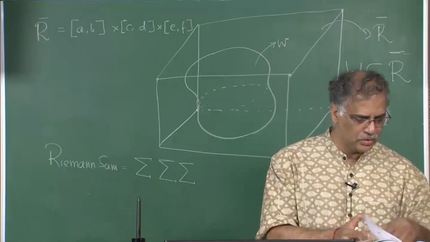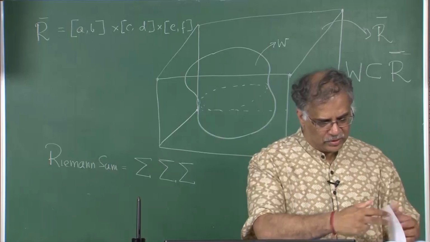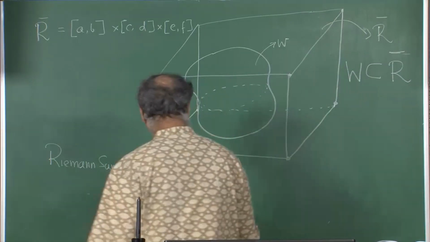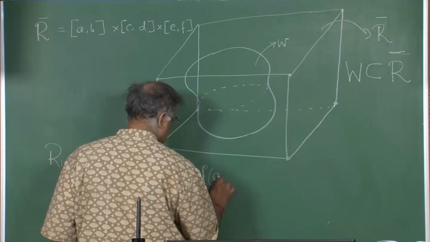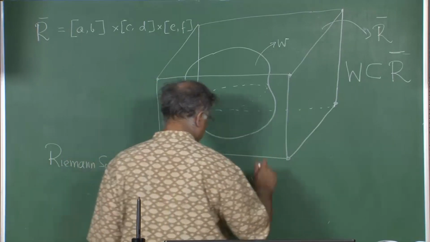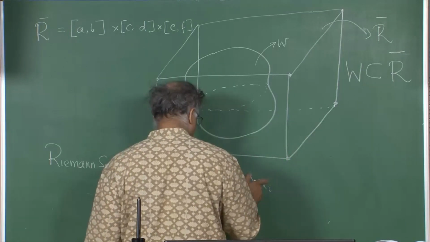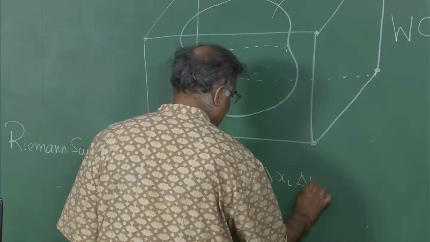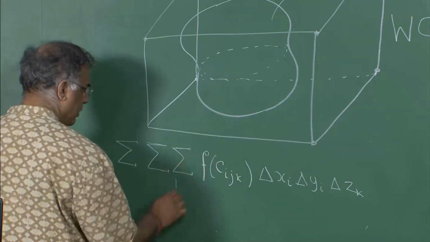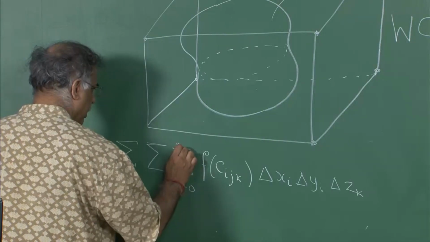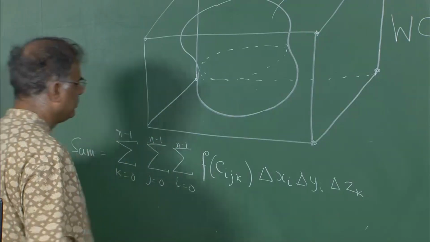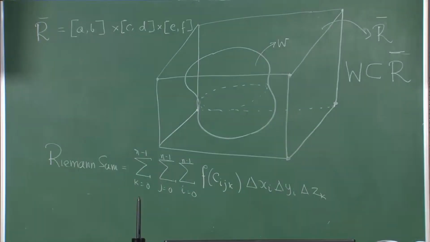Here I would have 3 variables. So, the Riemann sum must be summed over the 3 variables: f of c_ijk, delta x_i, that is x_i to x_i plus 1, the length of that interval, which, as all the intervals have the same length, delta y_j, delta z_k. This is the Riemann sum, and you sum i going from 0 to n minus 1, j going from 0 to n minus 1, k going from 0 to n minus 1.